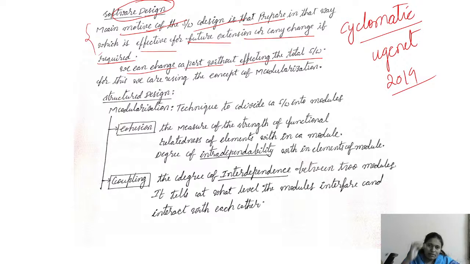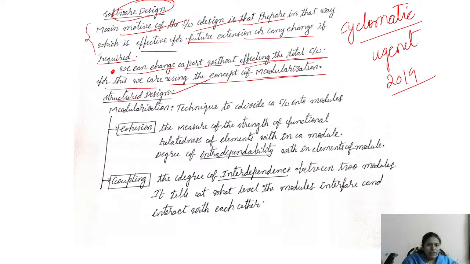Software means there are different modules in that software, right? If anything is changing in the software, it should be without affecting the other modules or the complete software, right? We can change a part without affecting the total software. For this we are using the concept of modularization. Yes, to achieve that, we are using the concept of modularization.